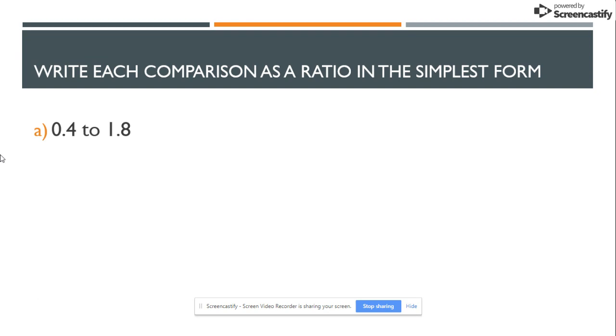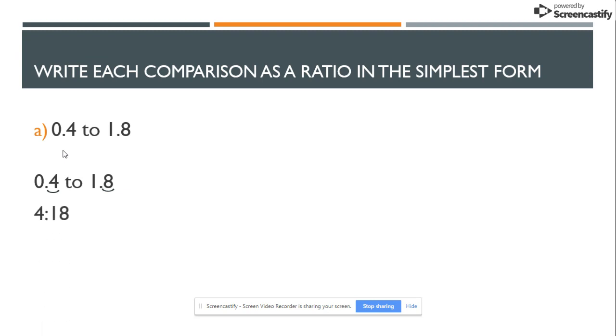So you're given 0.4 and 1.8. Now, we don't want decimals in a ratio, we want whole numbers. So this one is pretty simple because we've got one decimal place here and one decimal place here. So to get rid of our decimal, we times them both by 10, because remember what you do to the one, you've got to do to the other. So if we times them both by 10, remove the decimal one place, remove the decimal one place, we're now left with 4 to 18.